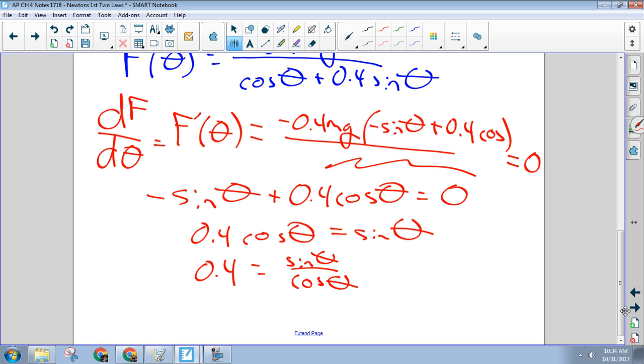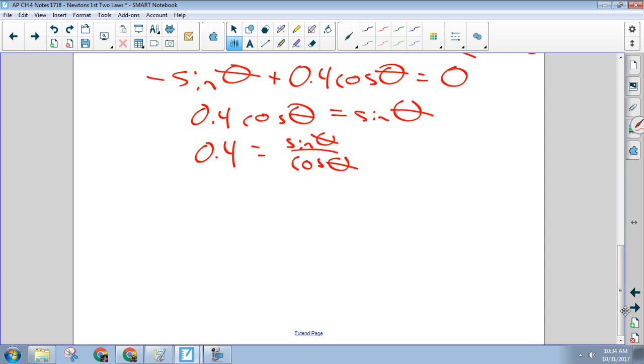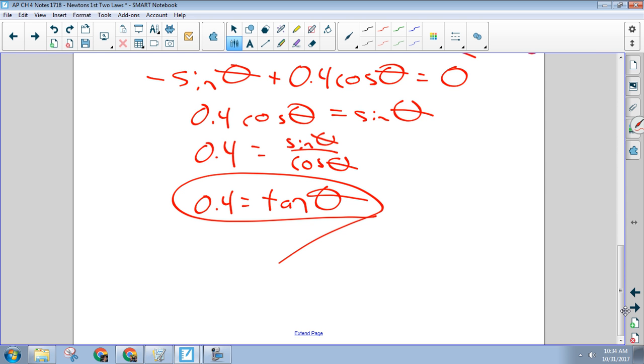I like it, but it's hard. All right, did I do the algebra too fast? So what's sine theta over cosine theta? Tan theta, and you can all solve that using your calculators. All right, now listen.